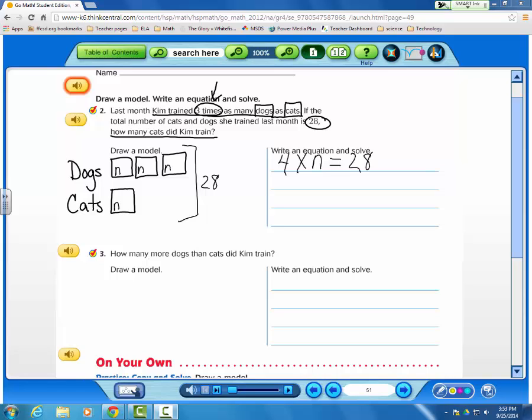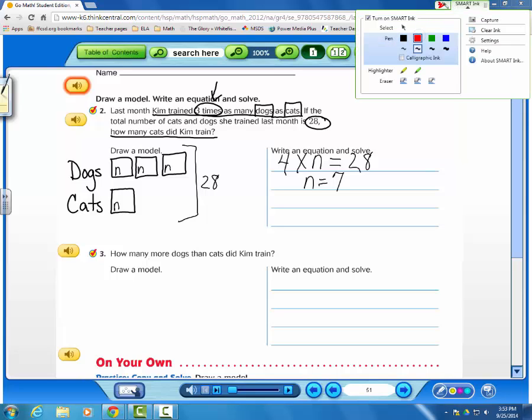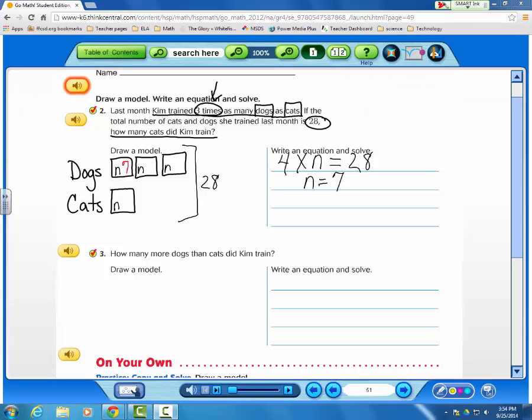Now we have to think about our multiplication facts. 4 times what is 28? 4 times 7 is 28, so n equals 7. Now one of the strategies that we used was to use a pen at this point and to fill in what n equals in our model. So now we have n equals 7 for each of these, and that way we won't forget what n is.